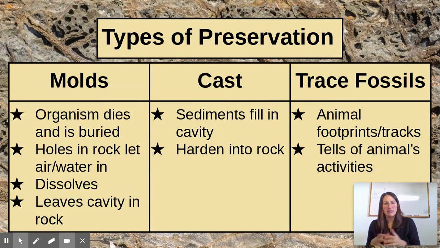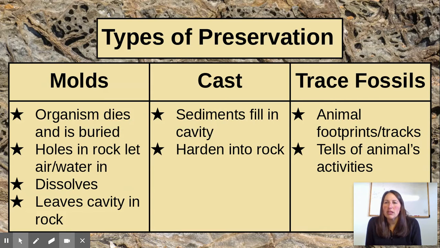Then looking at the cast, once you have that cavity in the rock, there's going to be sediments that fill into that cavity, and then they harden to rock. So as you can see, mold and cast do go together. So the mold creates the cavity, where then as the sediment fills in, you get it hardened into a rock, which becomes your fossil.